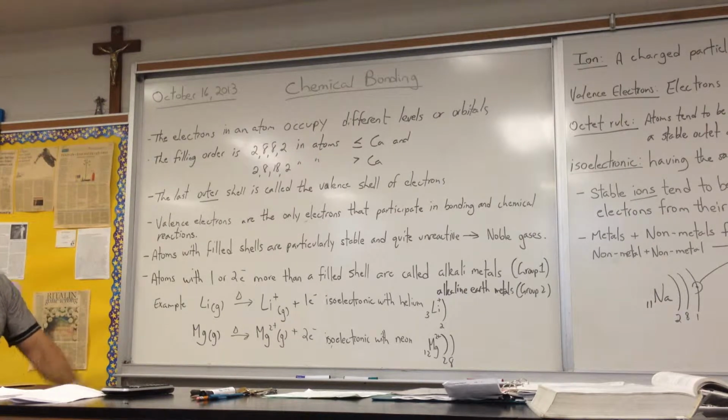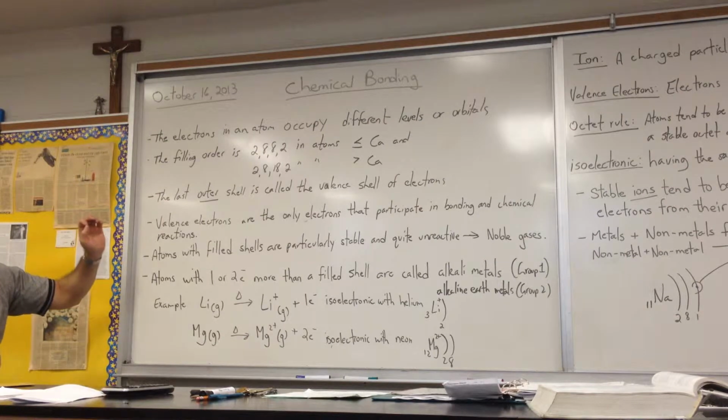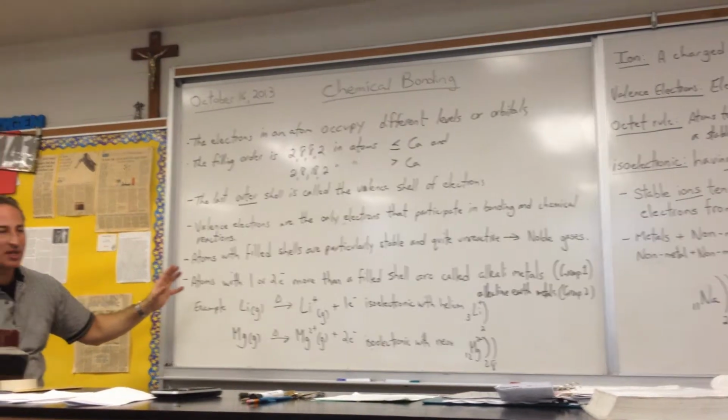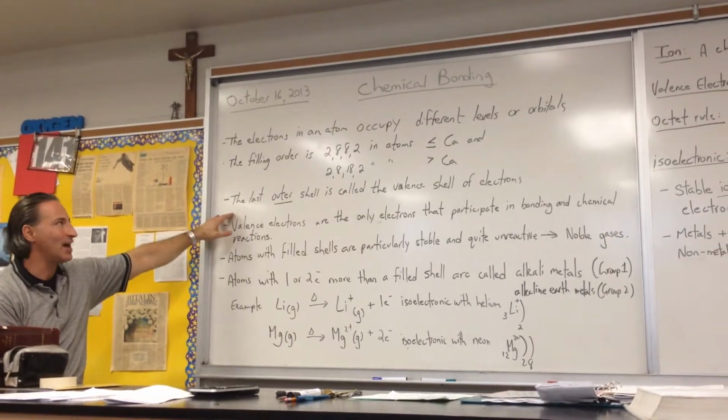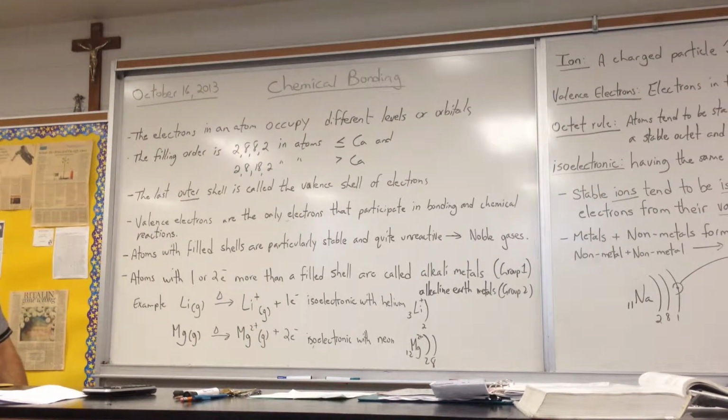The last, or outer shell, is called the valence shell of the electrons. Everything we call chemistry takes place on the outer shell of electrons. Every chemical reaction that takes place happens because of that last shell of electrons on the outside layer. So valence electrons are the only electrons that participate in bonding and chemical reactions. And atoms with filled shells are particularly stable, and because of that, they're quite unreactive.